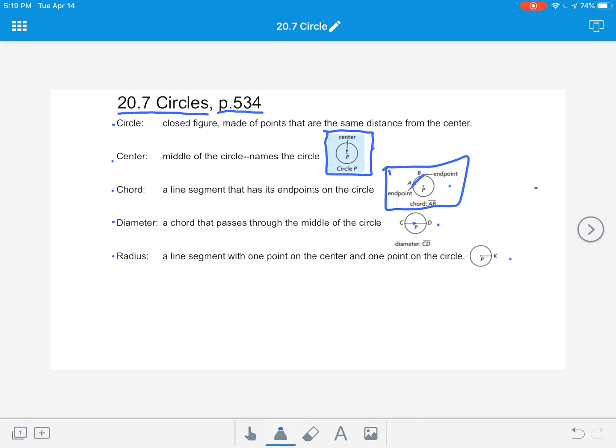Then we have the radius. You'll hear that word a lot too. The radius is a line segment with one point in the center and the other point on the edge of the circle. And so it's not a chord because both endpoints are not on the edge of the circle, but it is a line segment. It goes from the center to the outside.